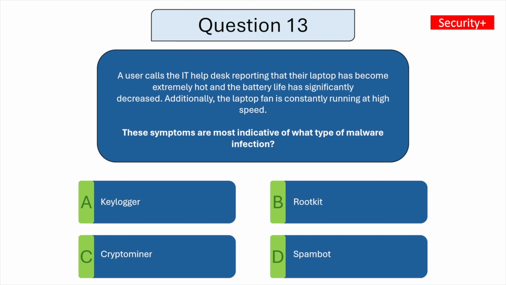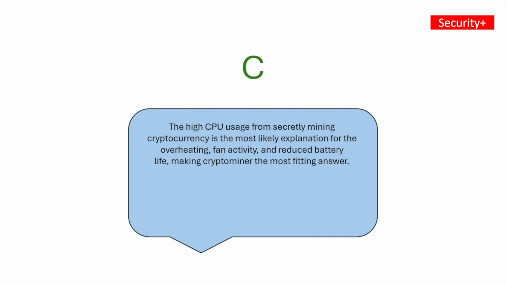Okay, so the question is basically asking which of these types of malware uses computer resources at a very high level, like max efficiency. Now, technically, I would say that only one of these would use a high amount of resources, and that's C, crypto miners. The other ones would use resources, but not as much. So I'm going to go with C. The high CPU usage from secretly mining cryptocurrency is the most likely explanation for the overheating, fan activity, and reduced battery life, making crypto miner the most fitting answer.